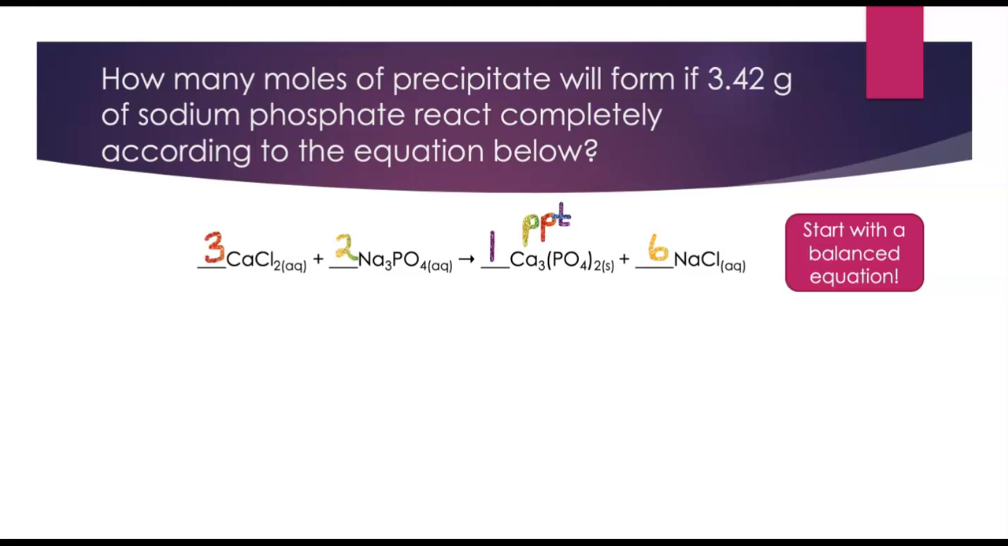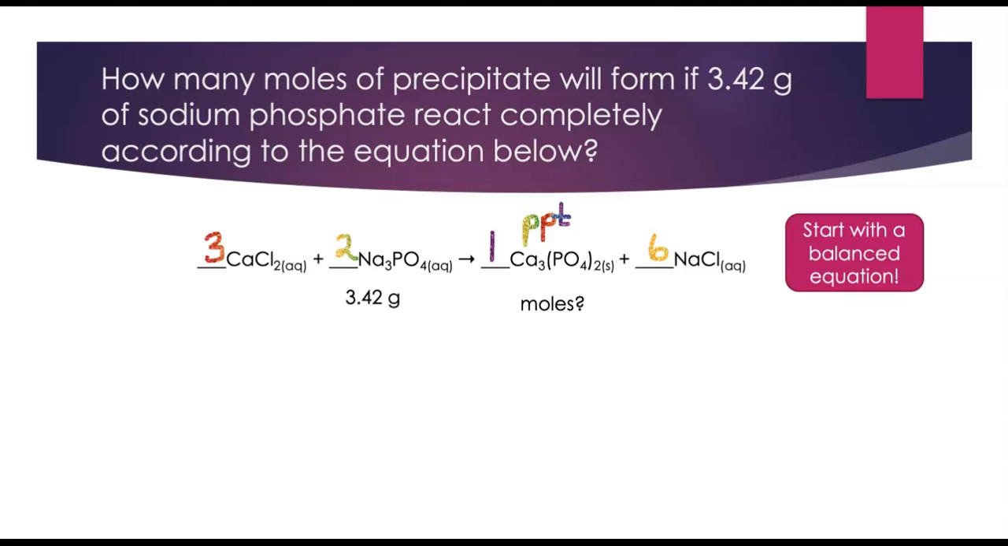It asks for how many moles of precipitate will form. Well, the precipitate is the calcium phosphate. It's the solid that formed when this double displacement reaction occurred. We started with 3.42 grams of sodium phosphate, and we want to know how many moles of calcium phosphate will react. And so we're setting this problem up grams to moles to moles.